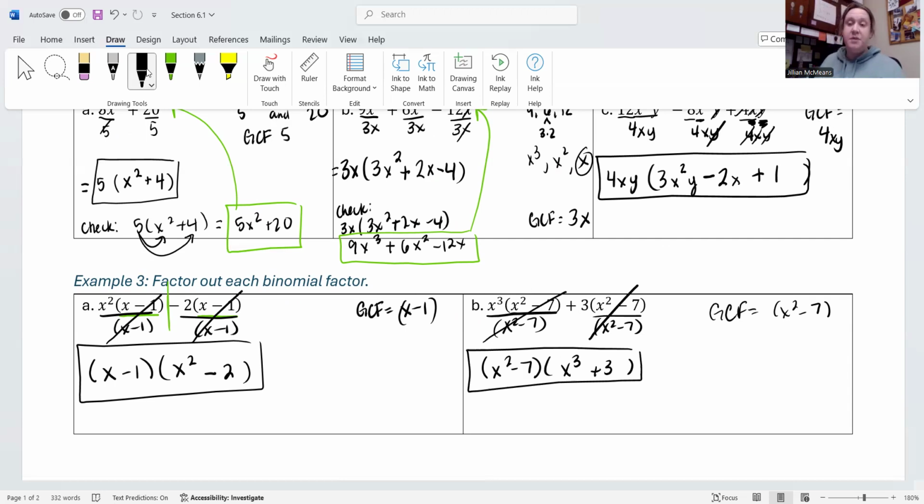And I show you this because I promise it's coming up soon. It's going to come up in something called factor by grouping.